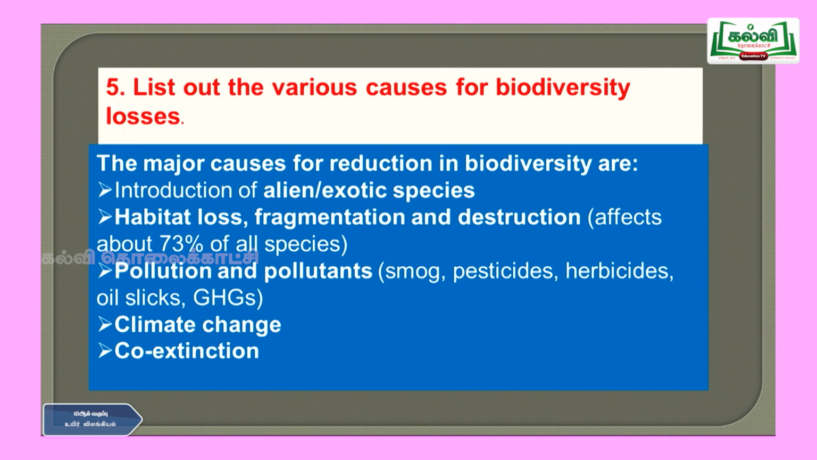And the fifth one: list out various causes of biodiversity loss. The major causes for the reduction of biodiversity are the introduction of alien or exotic species, and habitat loss, fragmentation and destruction, which affects about 73% of all species, and pollution by pollutants like smog, pesticides, herbicides, oil leaks and greenhouse gases. All these lead to biodiversity loss, along with climatic change and co-extinction.